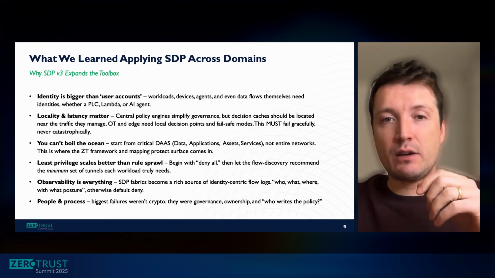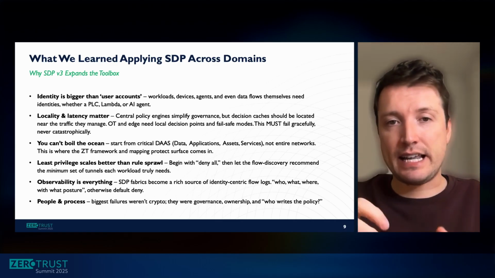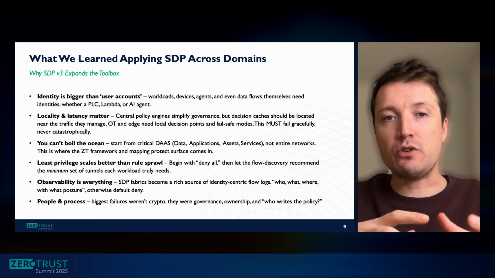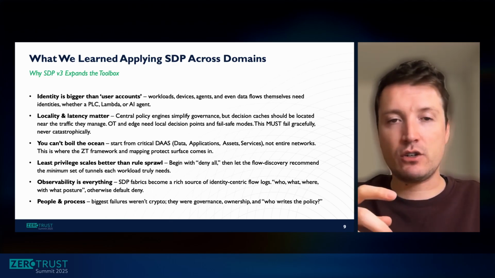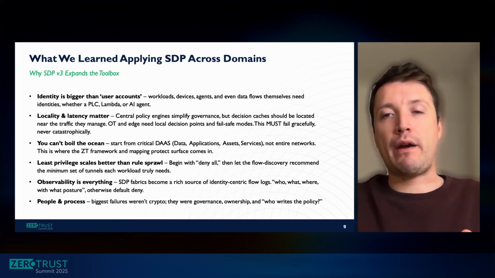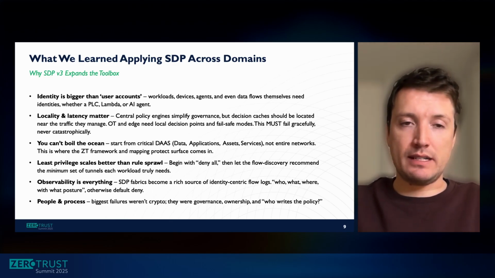And so this means that we need to be able to apply SDP and identity to those things wherever they are, not just users, but also the devices and the workloads. It could be a PLC, it could be Lambda, it could be a serverless function, whatever, wherever, we need to be able to apply those capabilities.